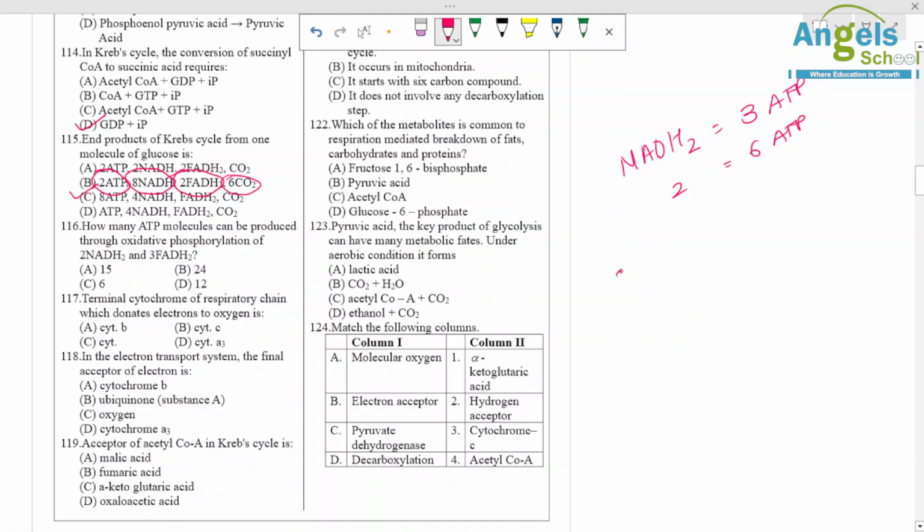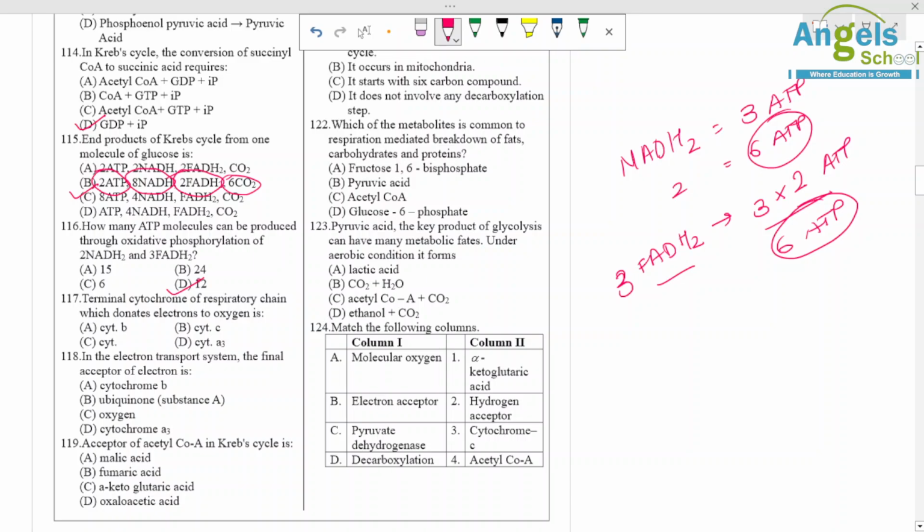and then 3 molecule of FADH2. If we have 1 molecule of FADH2, then we get 2 ATP, and here 3 molecule of FADH2 given, so total 6 ATP. So 6 ATP here and 6 ATP here, so total is 12 ATP. So option D is correct.